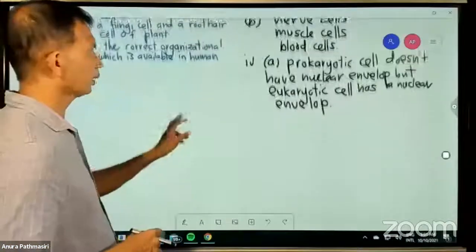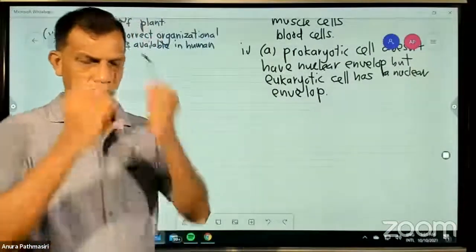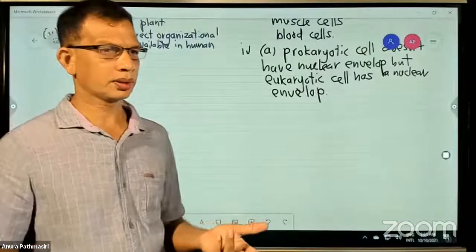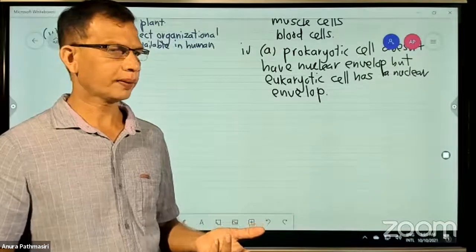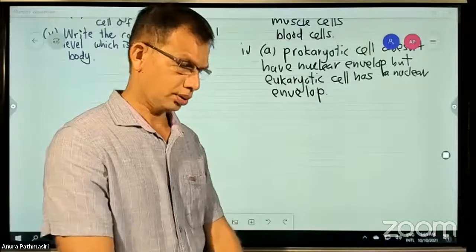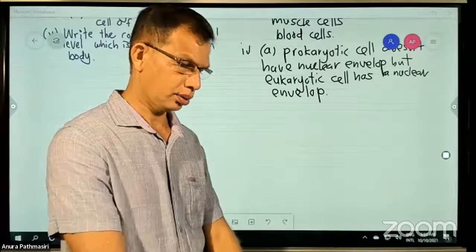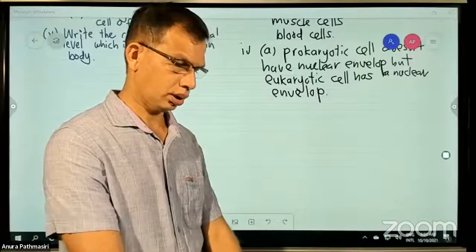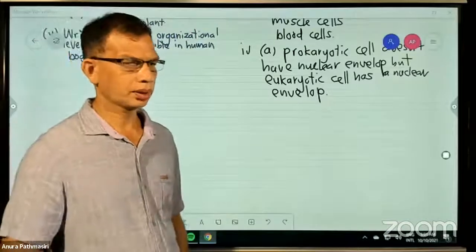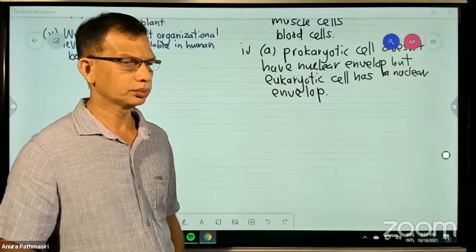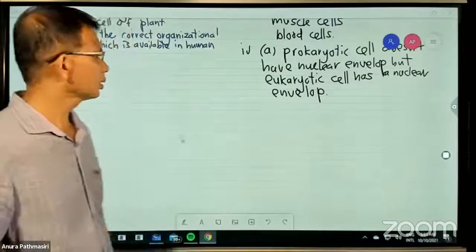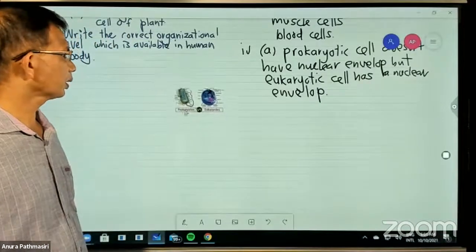Right. This is a bacteria cell, and this is an ordinary cell. The difference between the prokaryotic cell and eukaryotic cell. I'm going to show you the difference. Here you can see the difference between the prokaryotic cell and the eukaryotic cell.